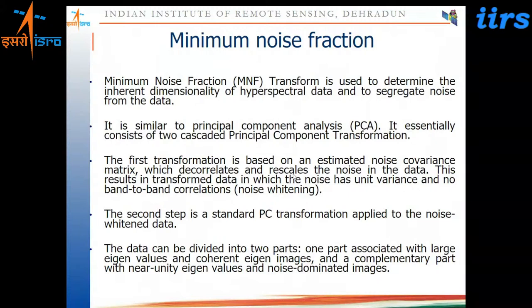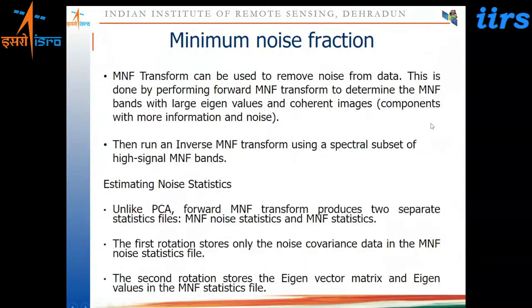So we have to go ahead with the large eigenvalues, which consist of maximum information, whereas the complementary part is dominated by noise. Now the MNF transformation can be used to remove the noise, that is understood. It is done by performing the forward MNF transformation, and the eigenvalues, two components have already been decided.